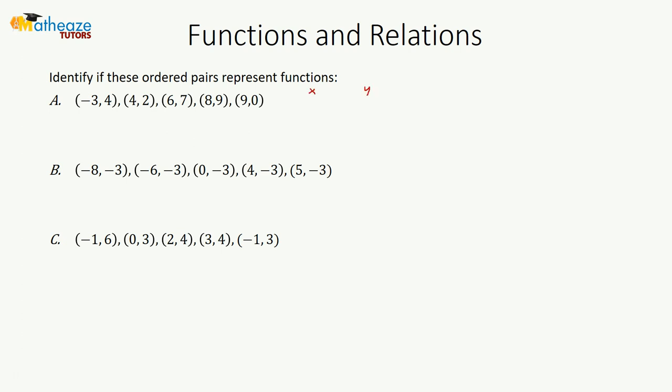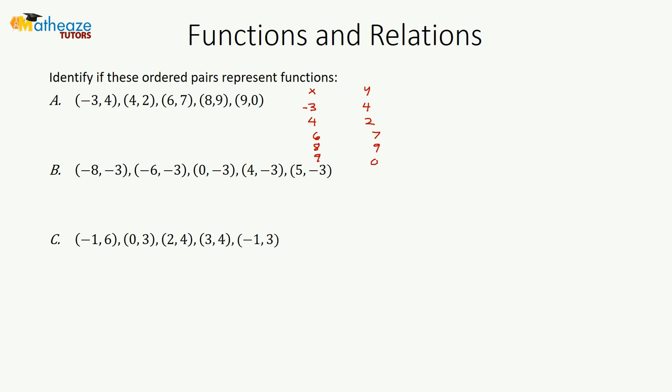It makes it a lot easier to see. We have 3, -3, and 4 here. We have 4 and 2. We have 6 and 7. We have 8 and 9. We have 9 and 0. You can see here that the domain values point to exactly one range value. There's no repeated range value for any domain.